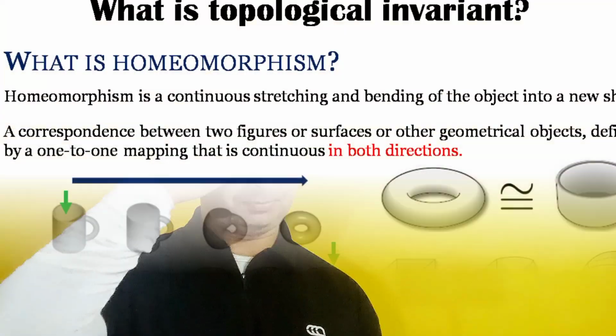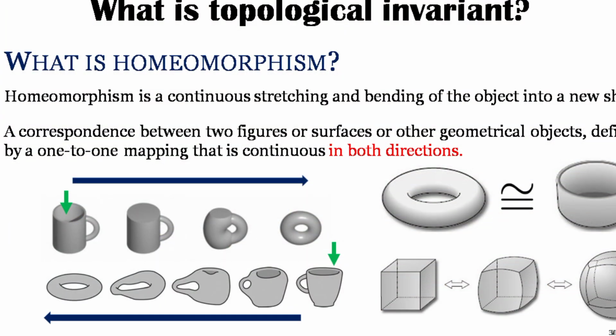We have seen how the cup changes to a donut and the donut changes to a cup. Broadly speaking, that is called homeomorphism. But mathematics has a strict definition. On the screen you can see homeomorphism is a correspondence between two figures defined by a one-to-one mapping, that is, the function and the inverse are continuous. This is very important. The function as well as the inverse have to be continuous.